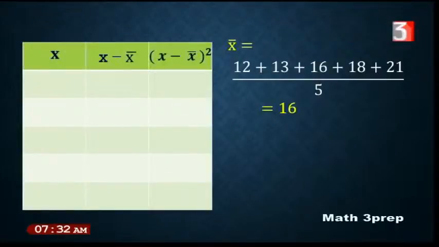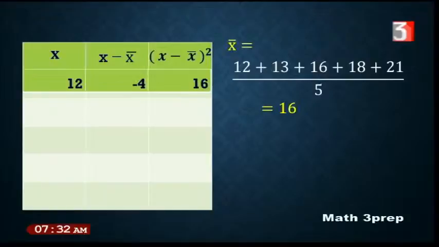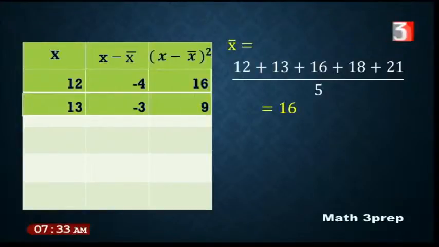x, x minus x bar, x minus x bar all to the power of 2. What about the values of x? It is 12. x minus x bar means 12 minus 16 gives negative 4. And by squaring it, you obtain a result of 16. The second value for x is 13. So 13 minus 16 gives negative 3. By squaring it gives 9.